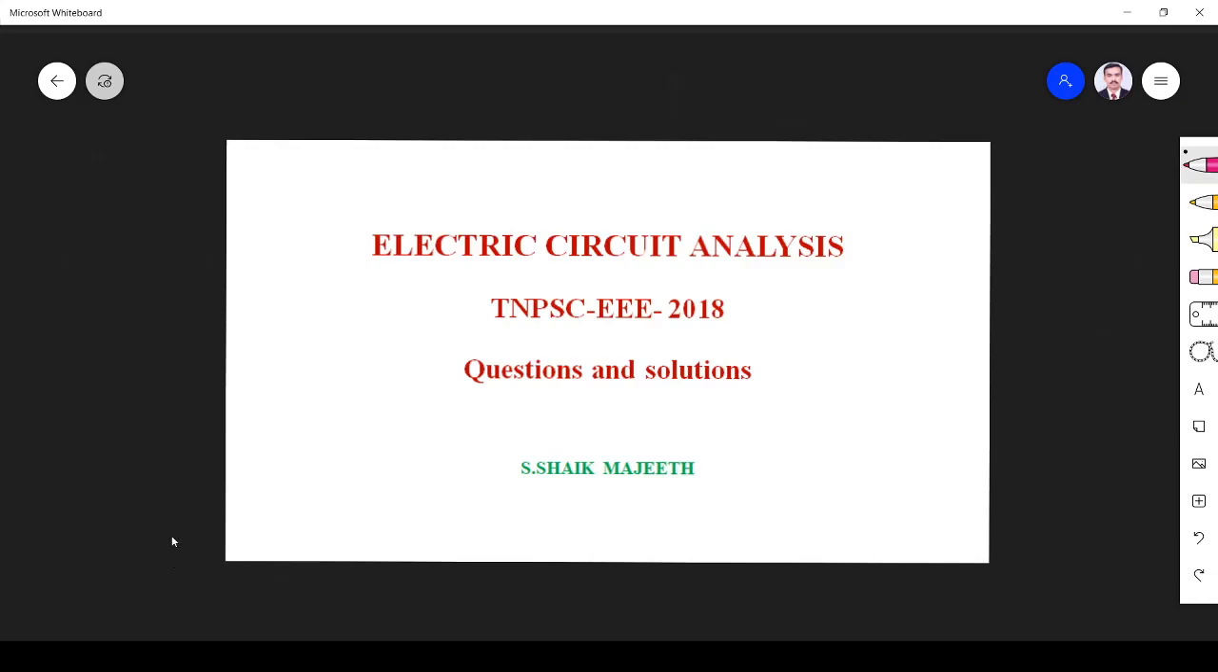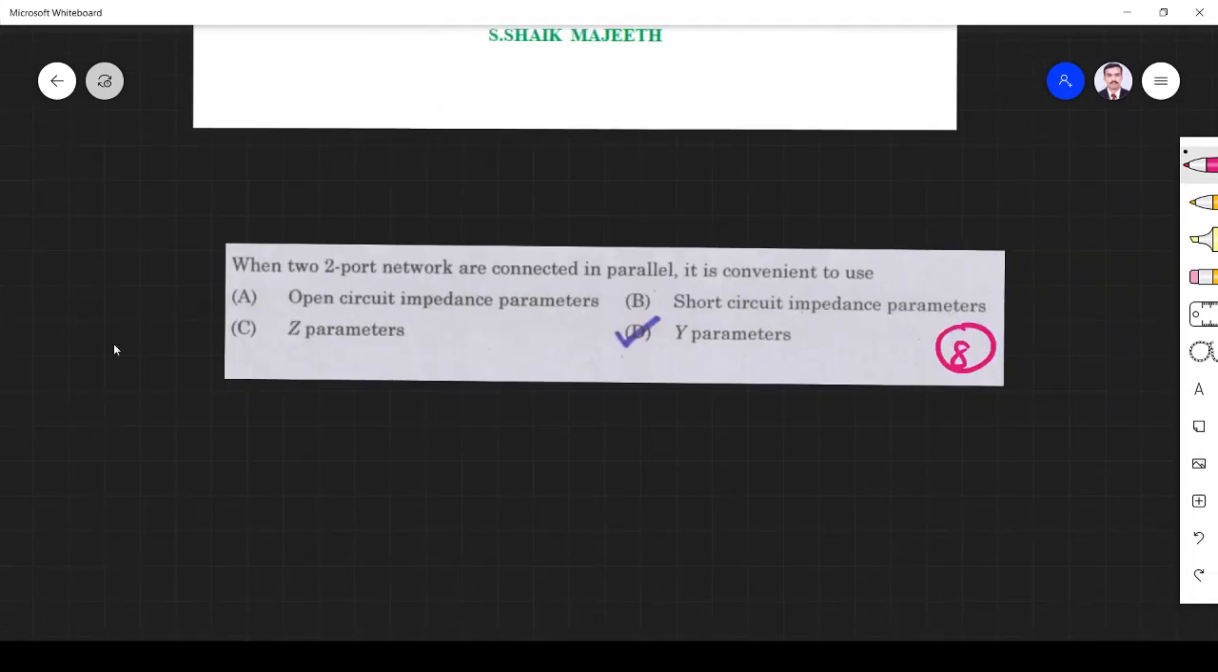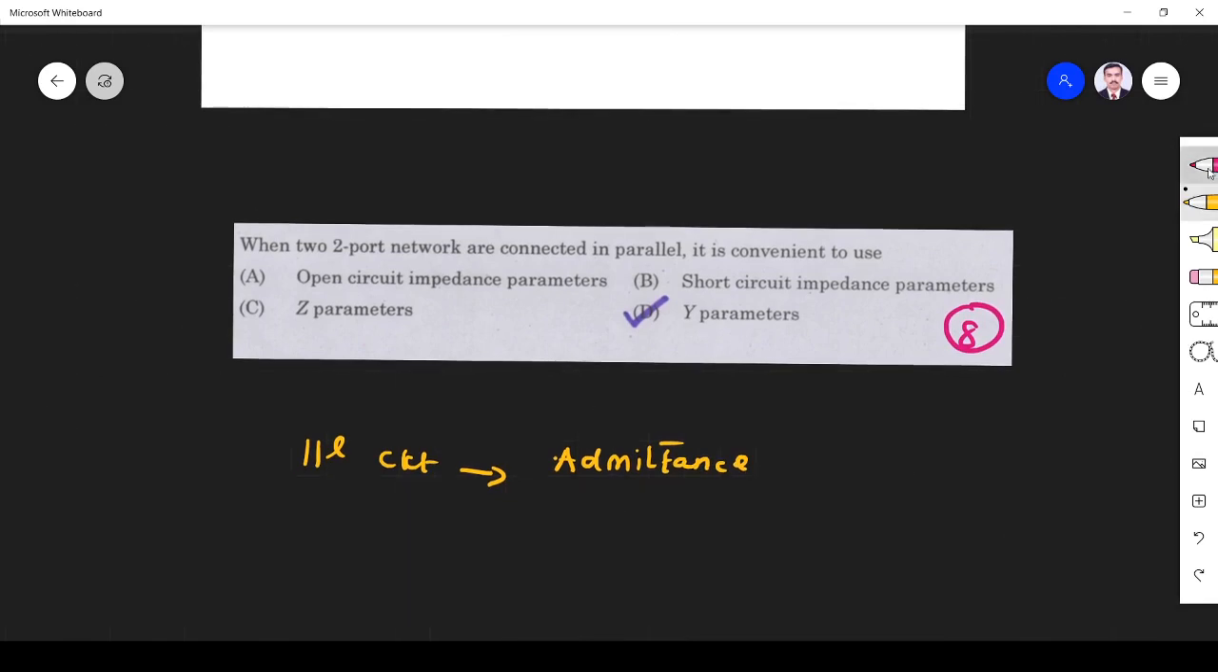And the next question is, when two-port networks are connected in parallel, it is convenient to use. See, we always know that whenever we are having a parallel circuit, it is good to use admittance, right? So when two-port networks are connected in parallel, go for admittance parameter, which is nothing but Y parameter. So option D is the right answer. Okay, fine. Next one.